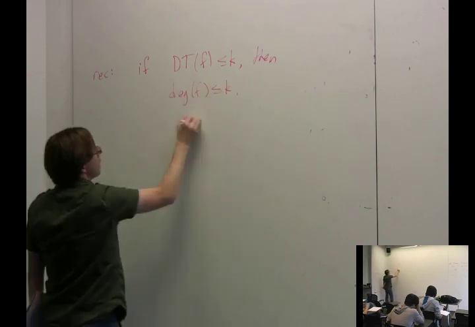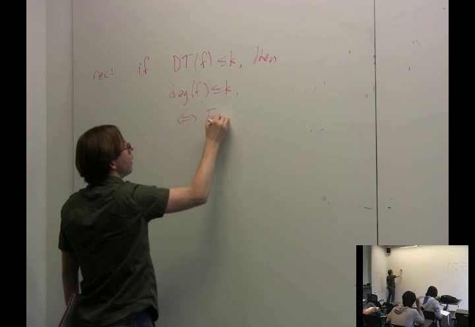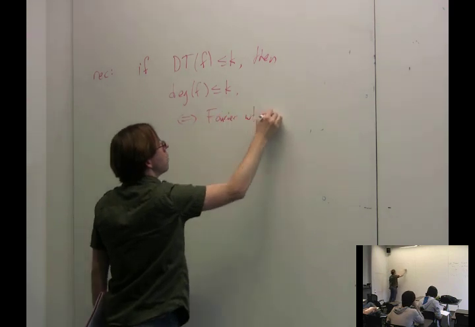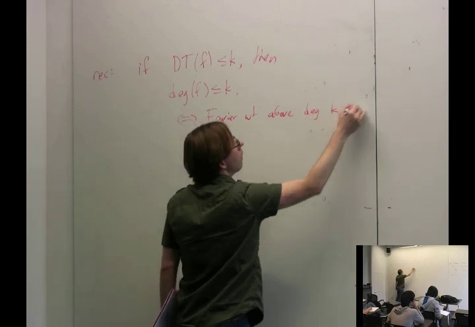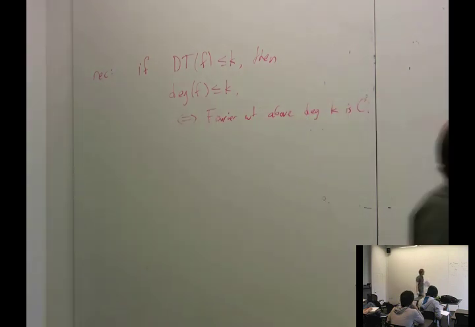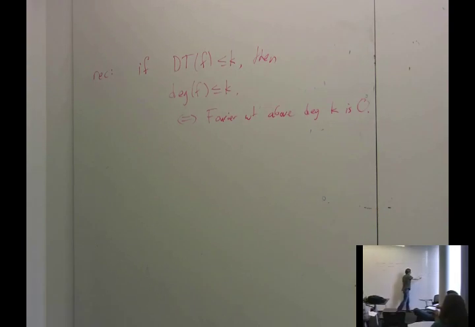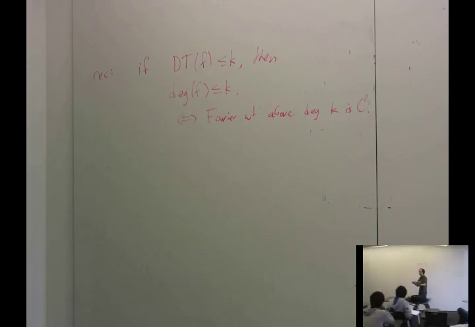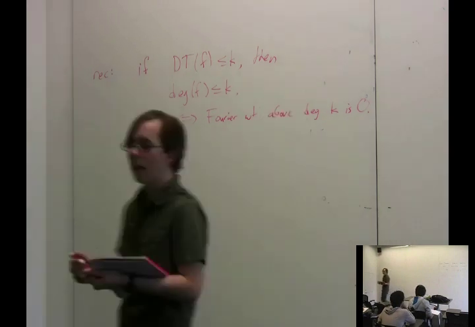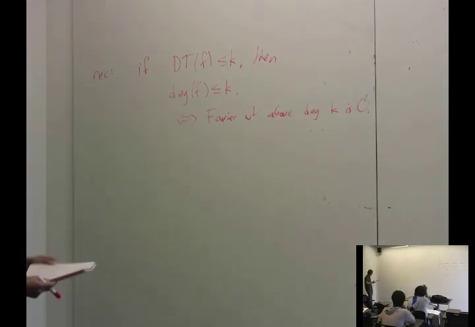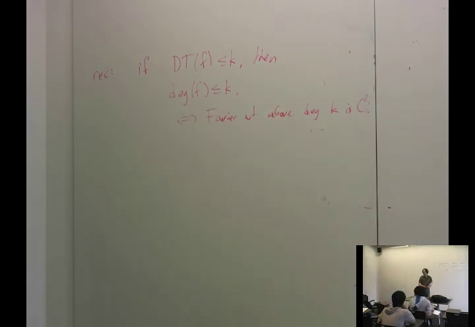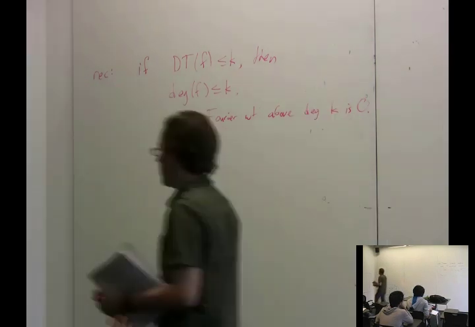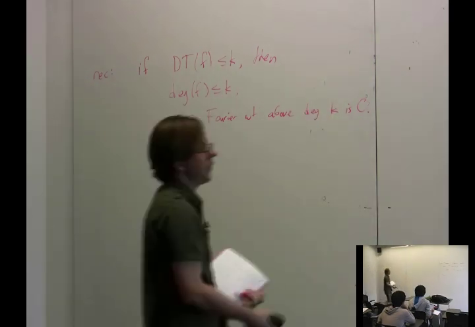Or in other words, the Fourier weight above degree k is 0. So if your decision tree depth is less than k, you have the ultimate Fourier concentration up to degree k minus 1. Okay, so we're now just going to put those two facts together and calculate. So let me do that over here.